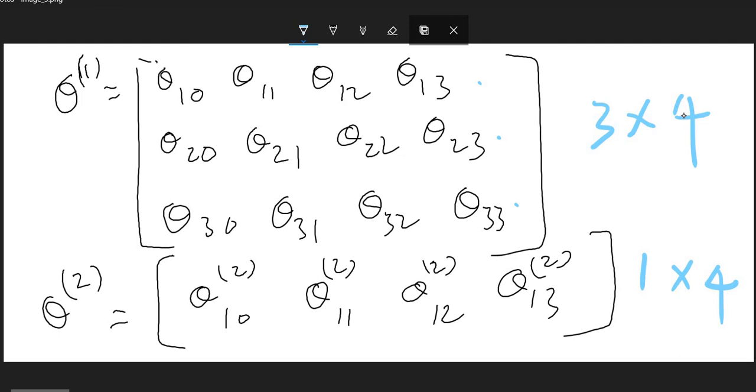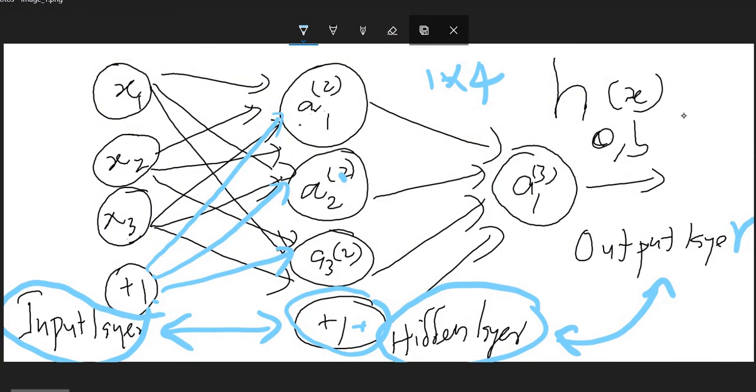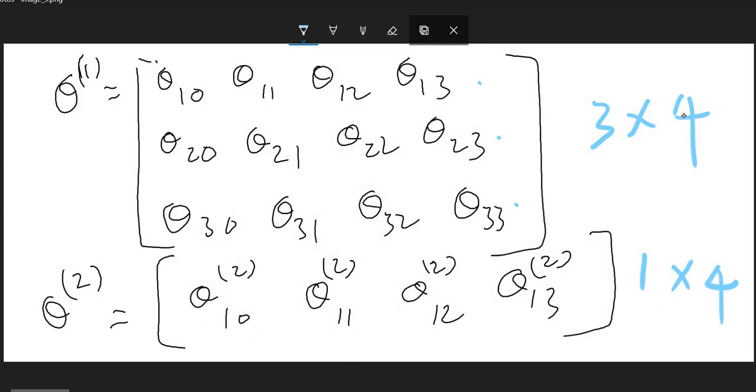Why is it that I have given the suffix, sorry, in the top I have mentioned 2? Because it's for the second matrix. In the top I mentioned it is for the second weights. For the first weights it is 1. For the second weights it is taken as 2. So that in that way we can differentiate it.